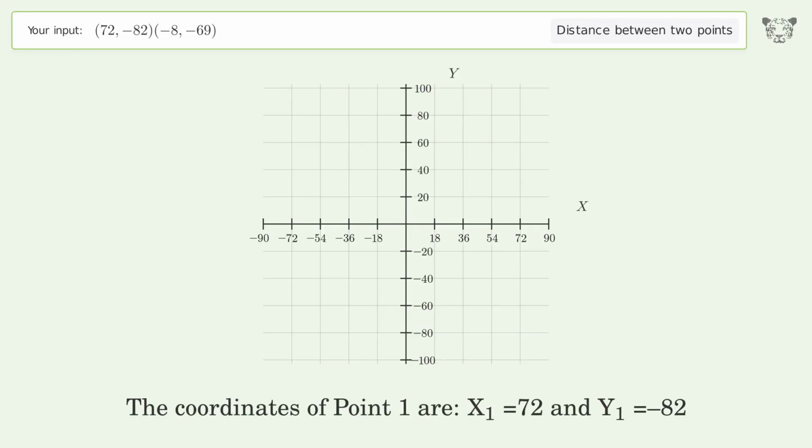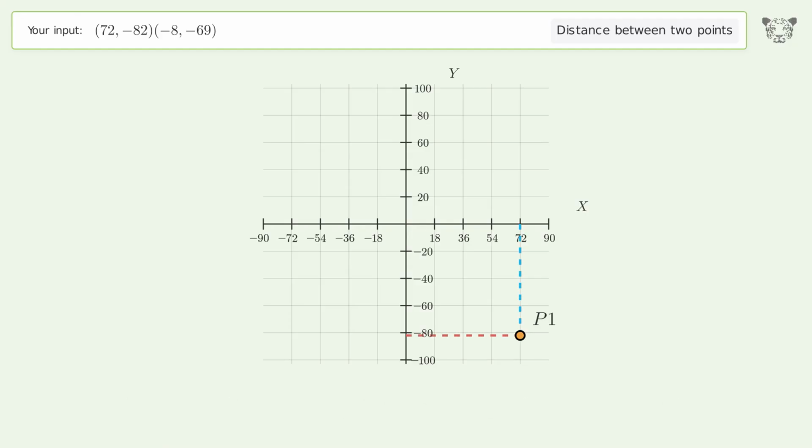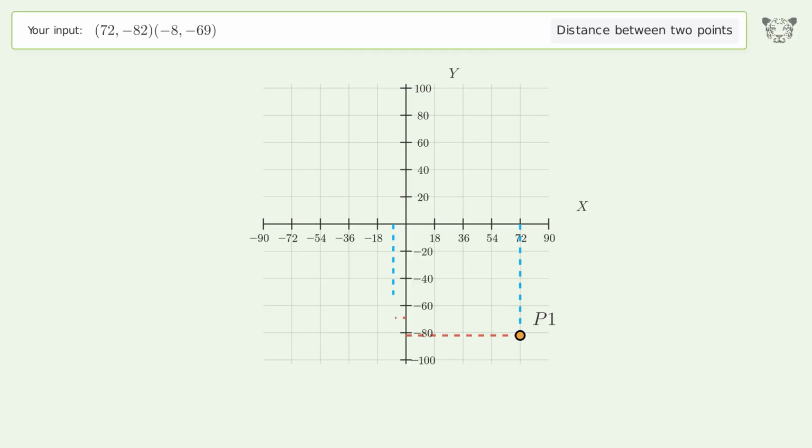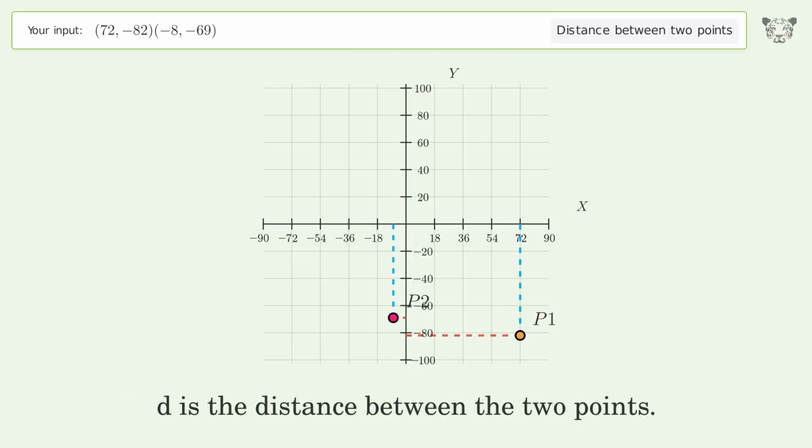The coordinates of point 1 are x1 equals 72 and y1 equals negative 82. The coordinates of point 2 are x2 equals negative 8 and y2 equals negative 69. D is the distance between the 2 points.